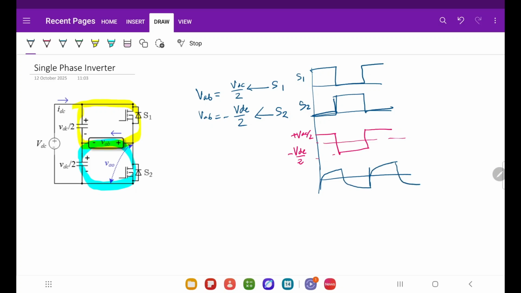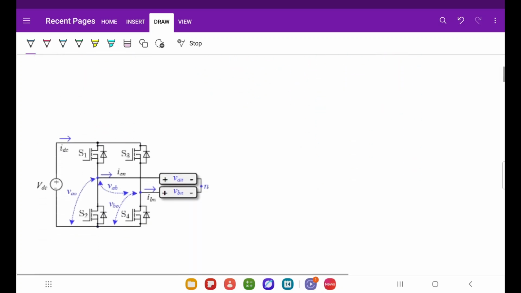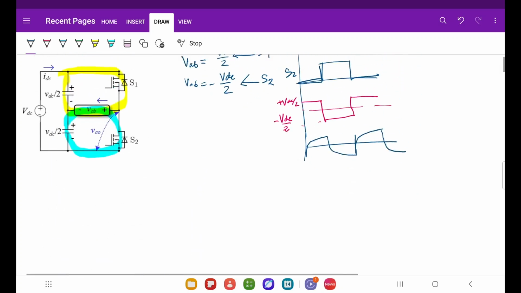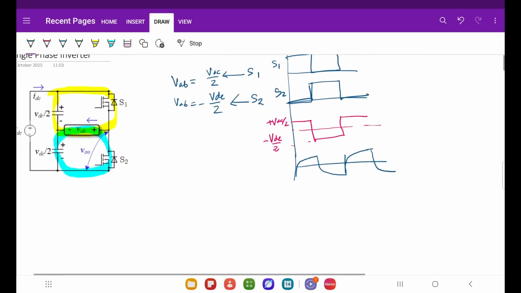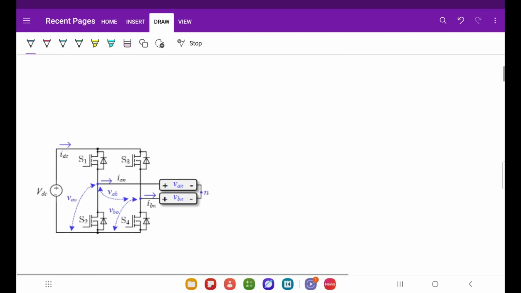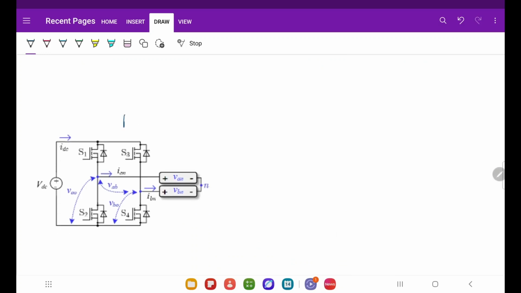So this we have seen how the half bridge inverter works. Now let us discuss the waveforms that we just saw, that the waveforms look like this. Now we will see the full bridge inverter. So this is the full bridge inverter.